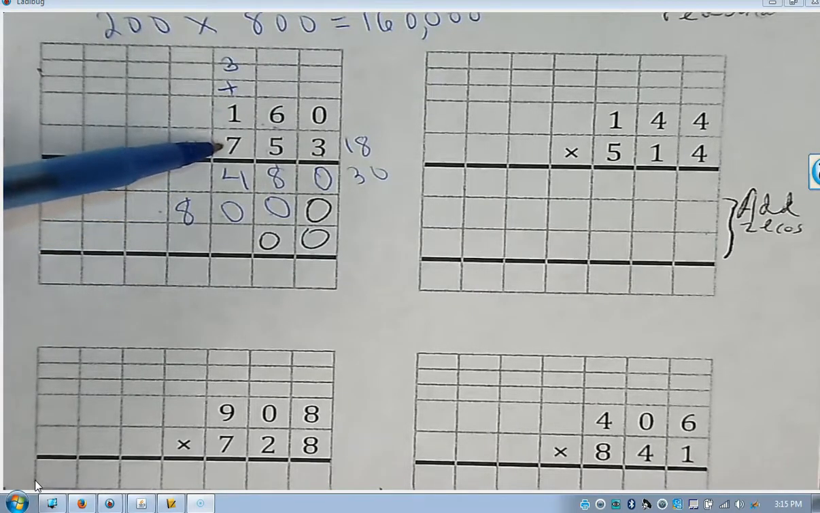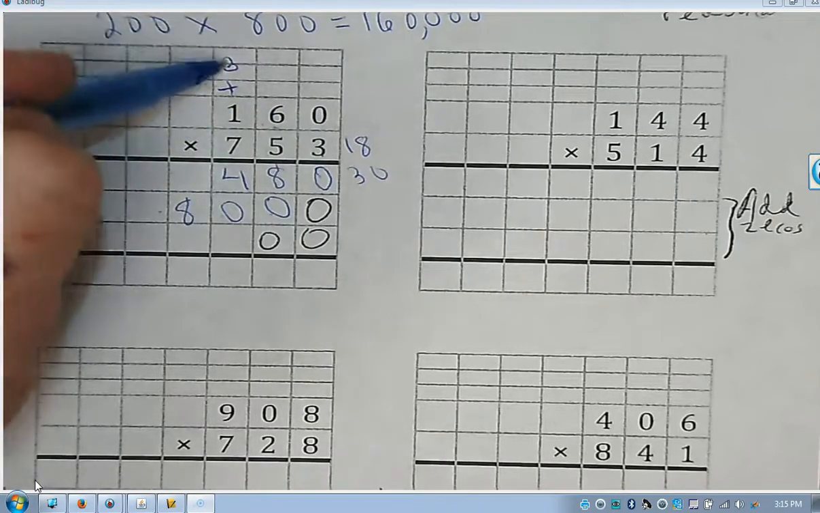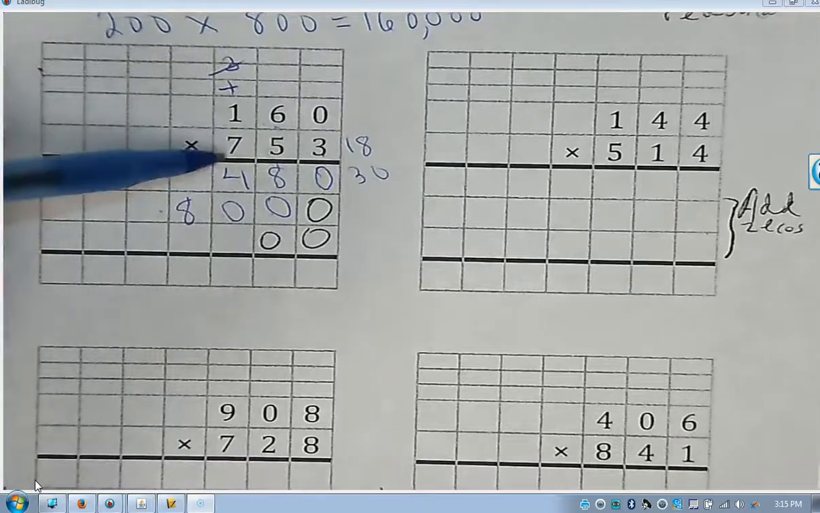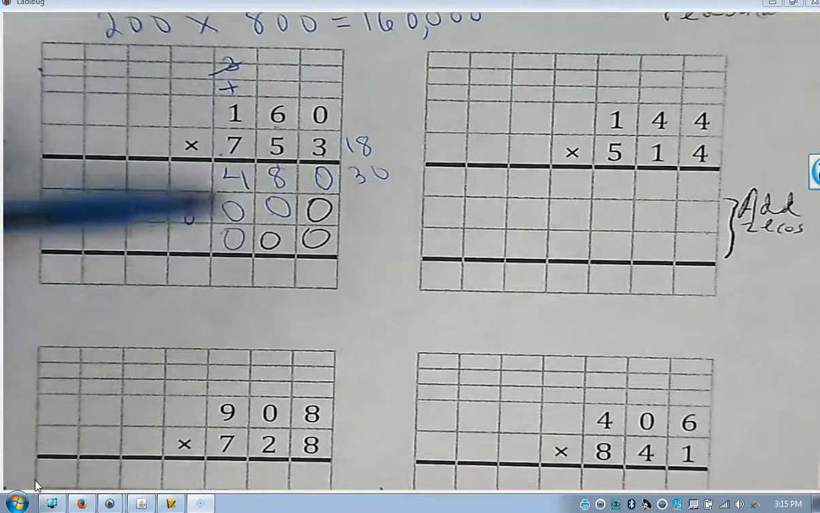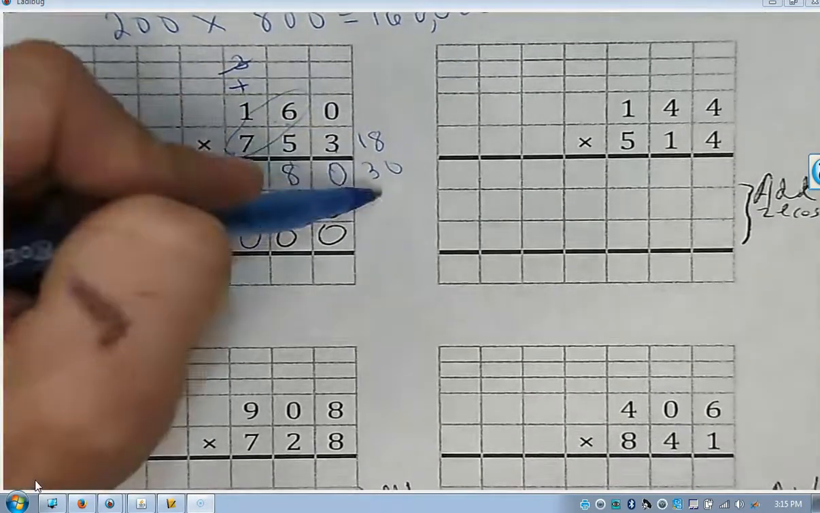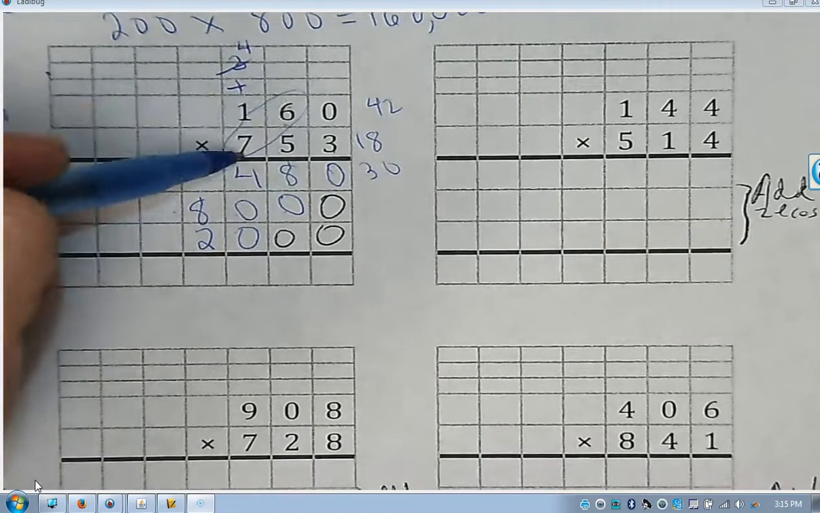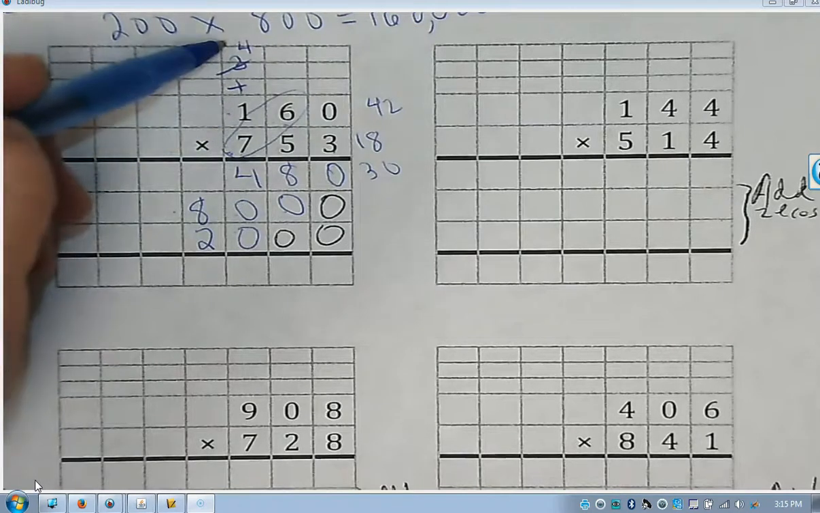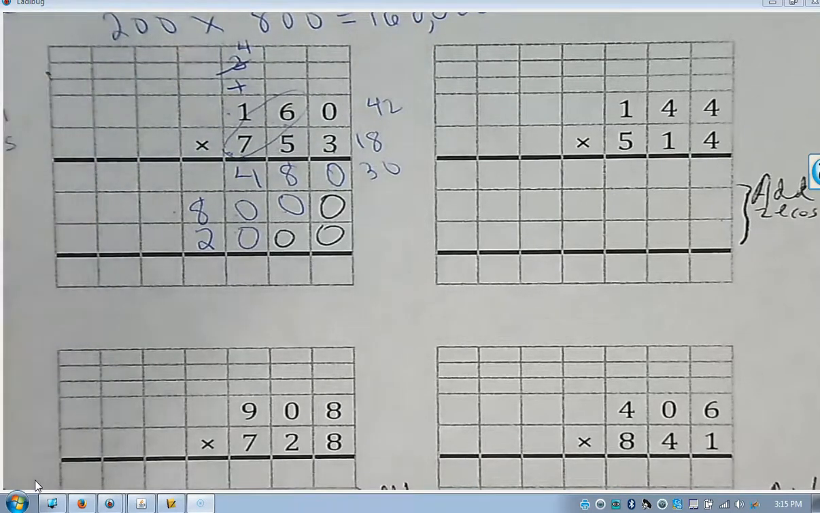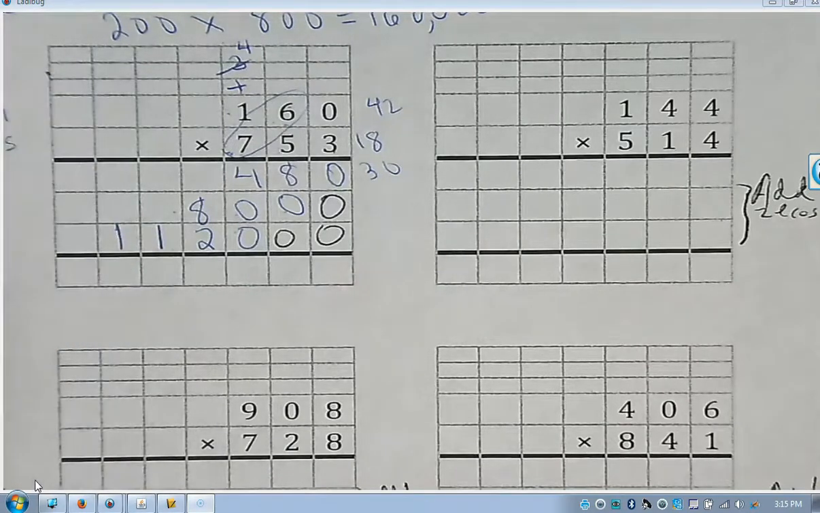Okay, now we're going to do everything with the 7. 7 times 0, 7 times 6, 7 times 1. So let's cross that 3 out because we already used it. 7 times 6, 42. 2 stays at the bottom, 4 goes at the top. 7 times 1 plus 4. 11. 7 plus 4 is 11.